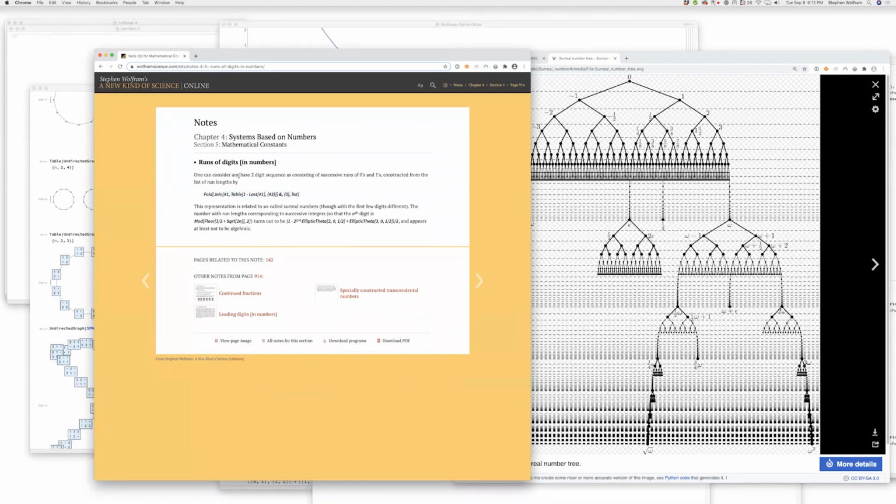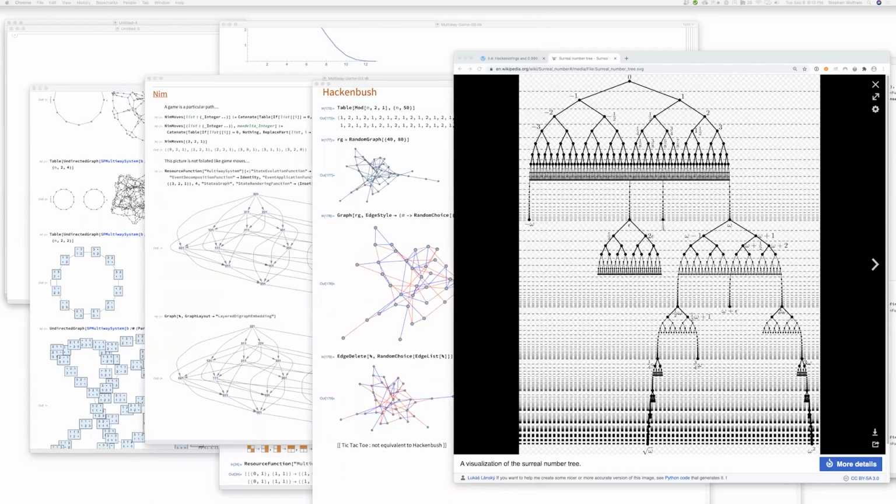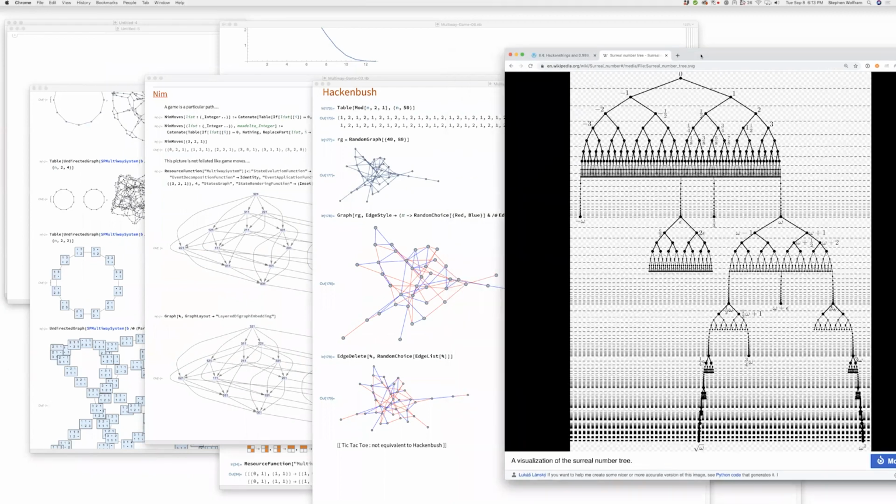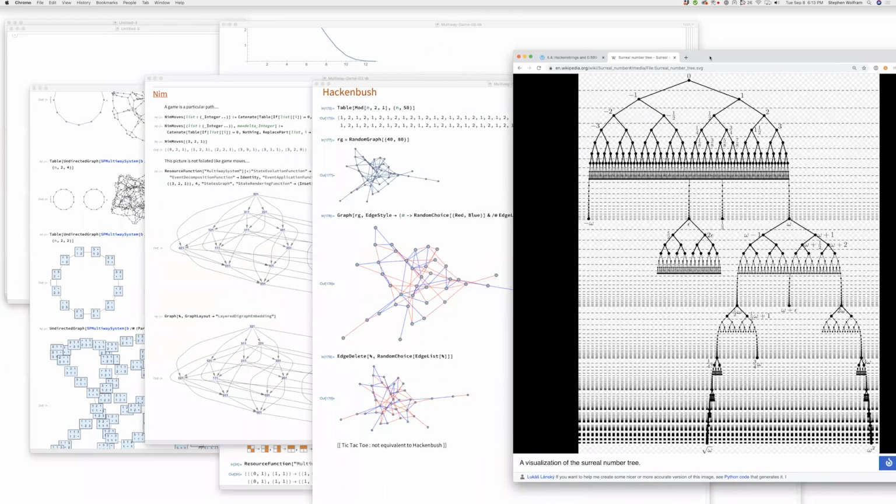Can consider any base 2-digit sequence as consisting of successive runs of zeros and ones. So in other words, you're representing it as a run length encoding of some kind. Is that right? That's right. Yep. So why is that relevant to games?